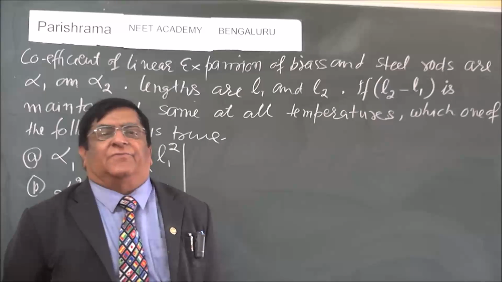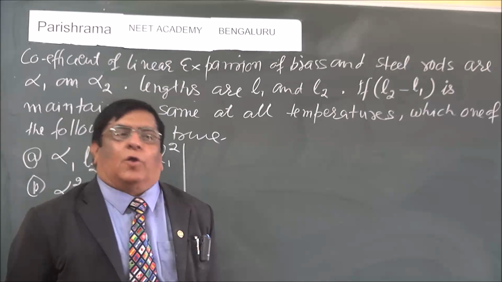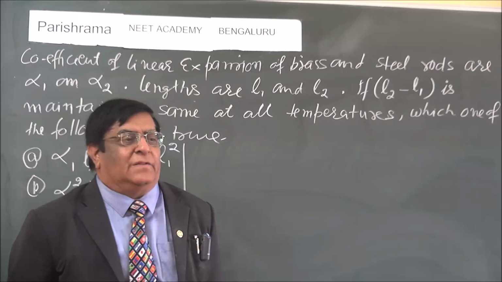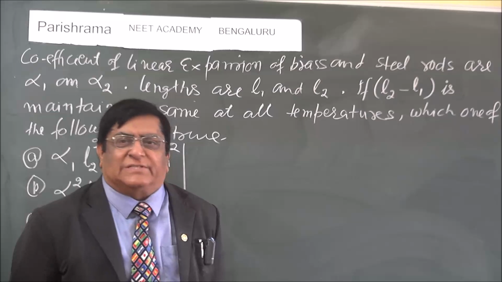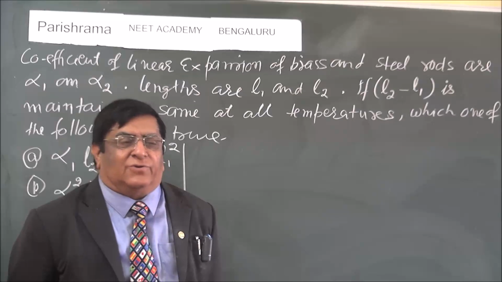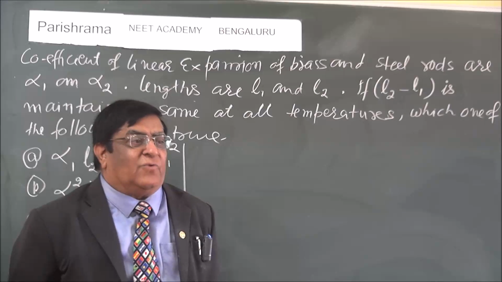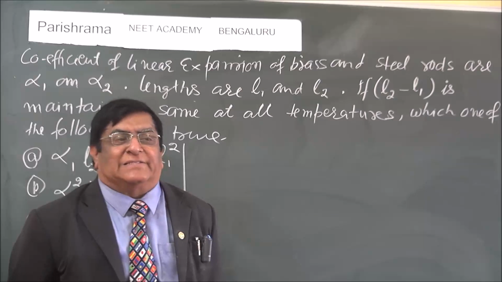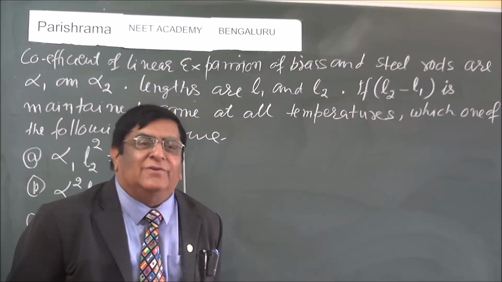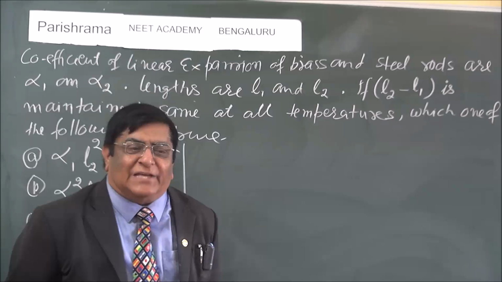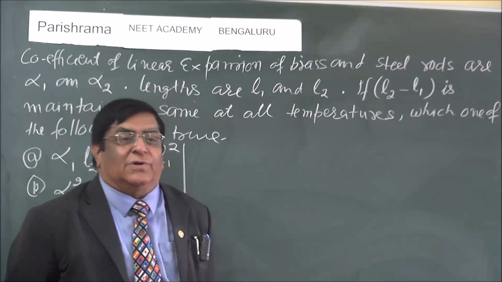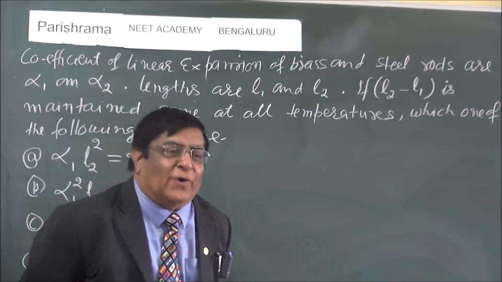We take the length difference normally. How much is that? L2 minus L1. Then we heat it to the same temperature. The length will increase: L2 dash minus L1 dash. What should be the value of L2 dash minus L1 dash? Same, equal, you got it. L2 dash minus L1 dash after expansion is equal to L2 minus L1 before expansion.